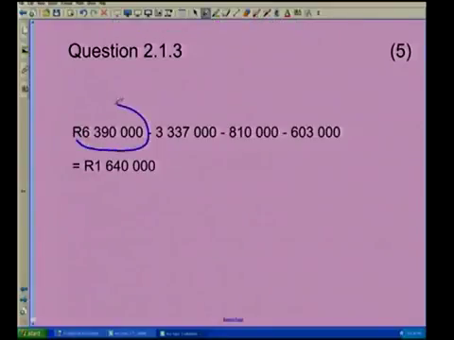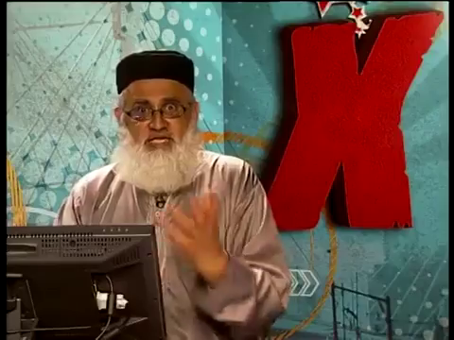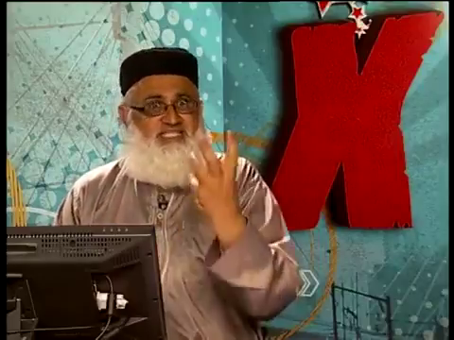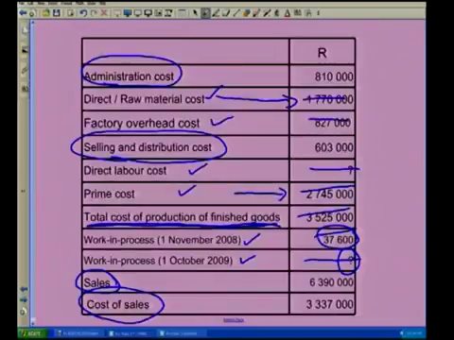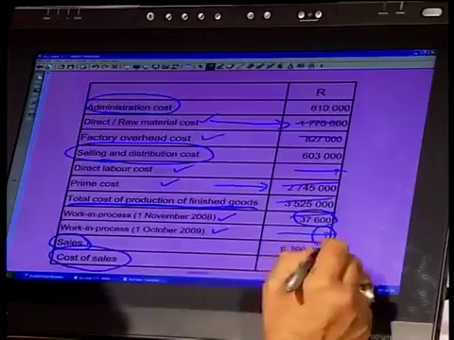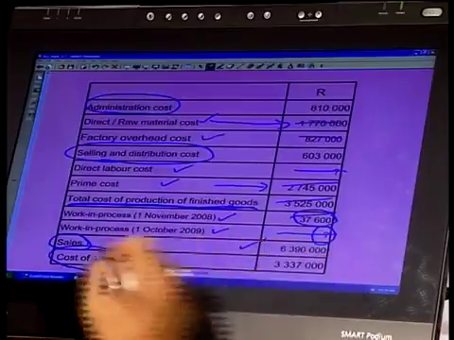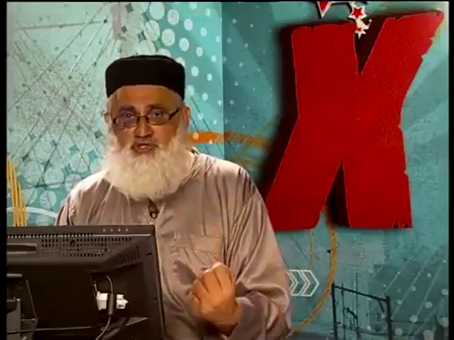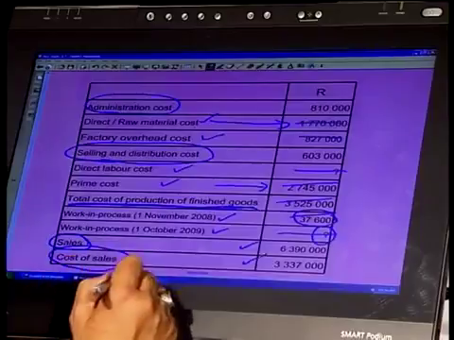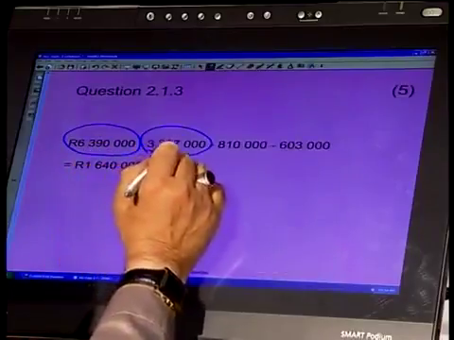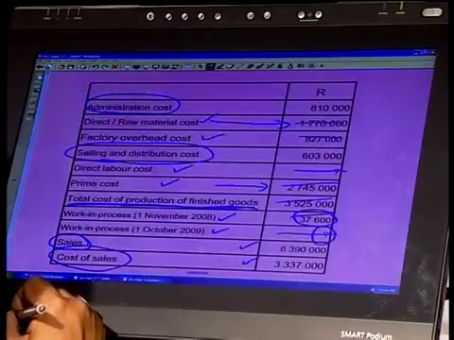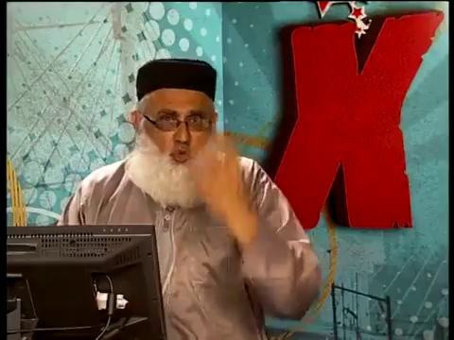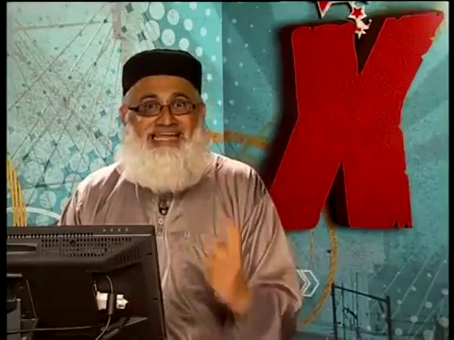It says, calculate your net profit. And what is that? It's your sales. Let's take that figure. It's my sales figure. We normally know that in order to calculate my gross profit, it's sales minus cost of sales. Got that? And if we look at that, there it is, 6,390,000. Now it's dealt with. There's my sales figure. I've worked with it. I've taken it into consideration. Less my cost of sales, 3,337,000. Sales minus cost of sales.